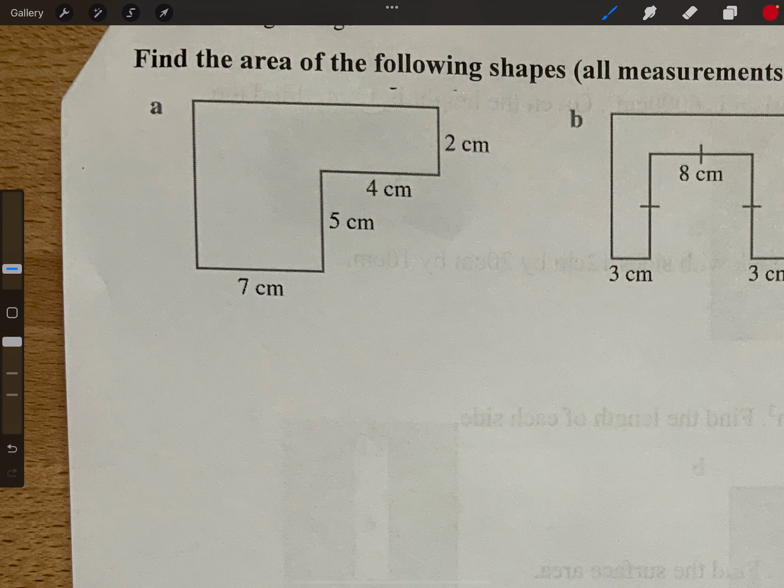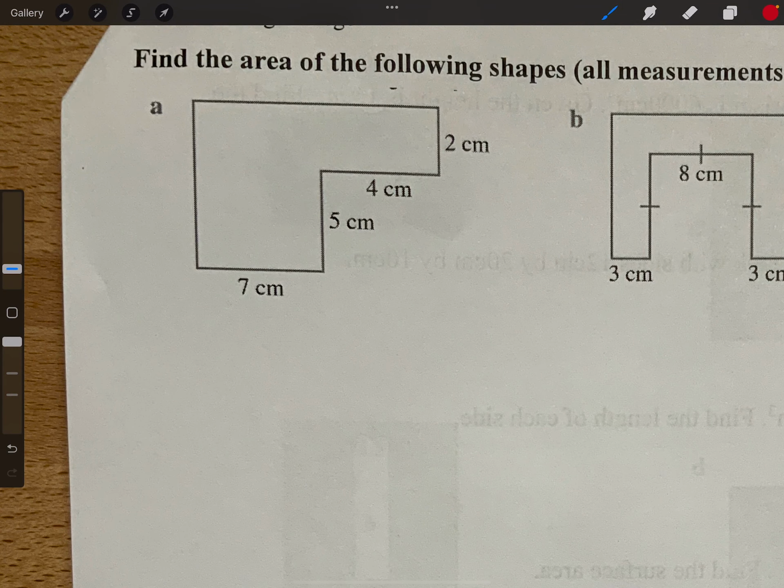Or what you can do is you can find the area of the big rectangle, the whole thing, minus the area of the piece that's missing, and you will get the remaining area of this shape. So what I'll do is I'll do the first method where we add the rectangles, and then I'll do the other one later so you can see. So I'm going to divide this shape this way.